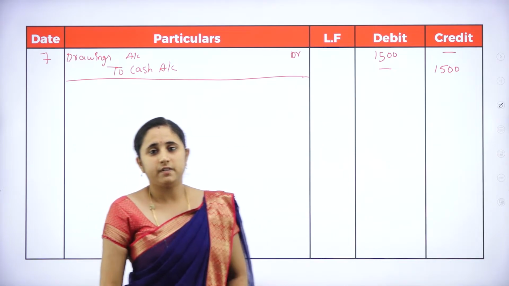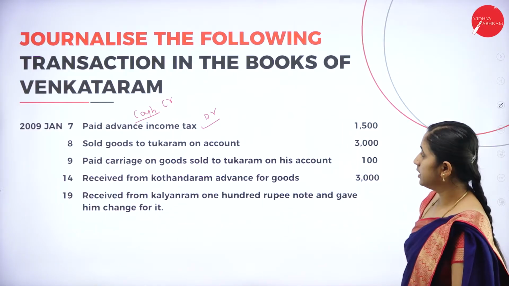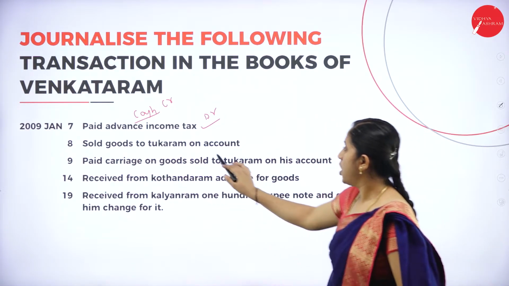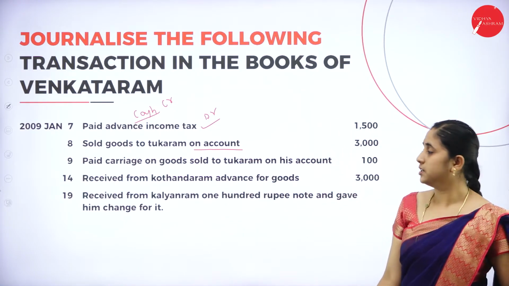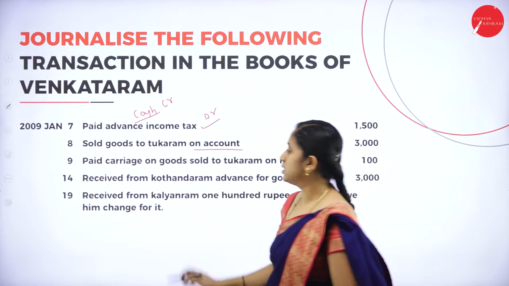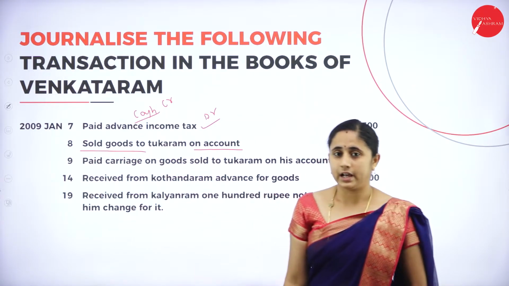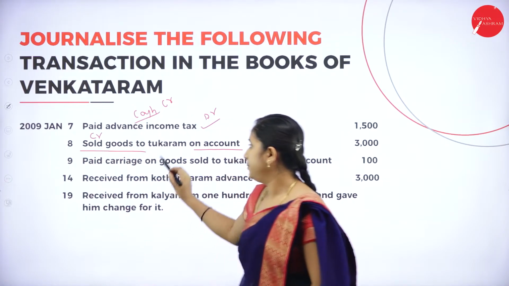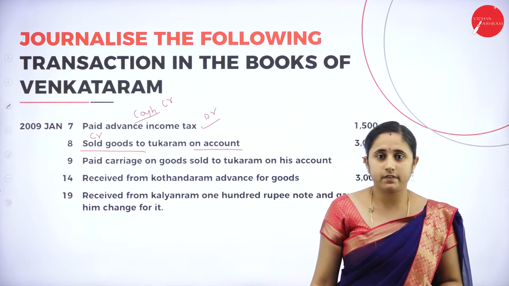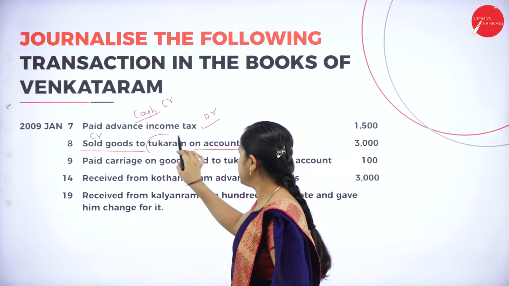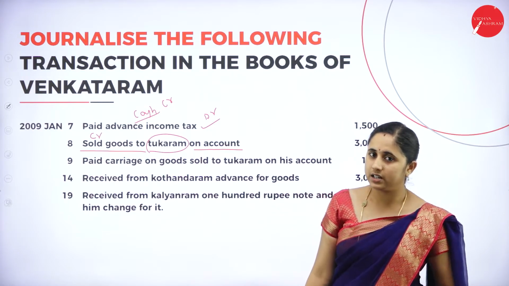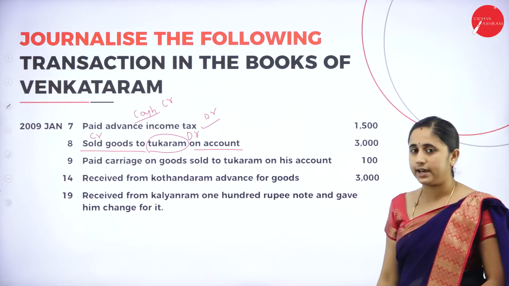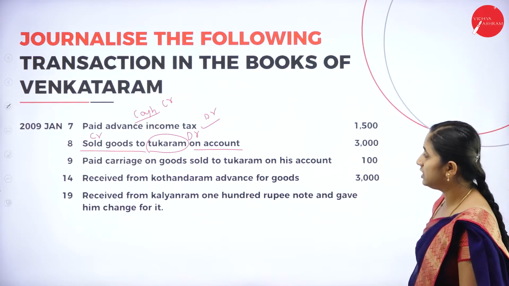$1,500 being advance income tax paid. Next, sold goods to Tukaram on account. That means on credit, you made a sale. Sales means goods is going out. Real account says credit what goes out. You need to credit the sales, and Tukaram is receiving. Tukaram, personal account, says debit the receiver, credit the giver. You need to debit the Tukaram. Tukaram account debtor to sales account of rupees 3000.